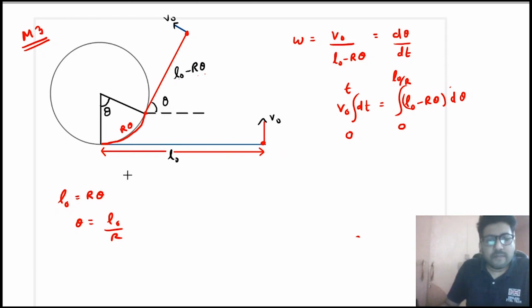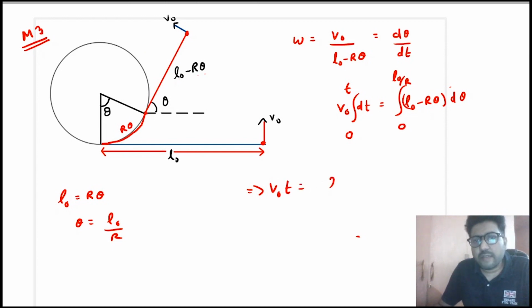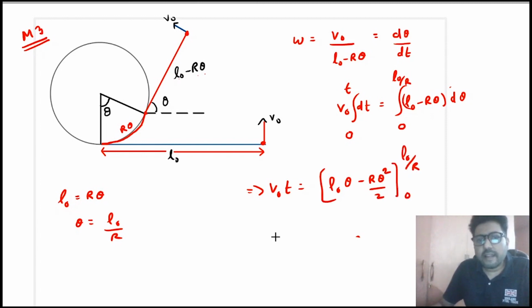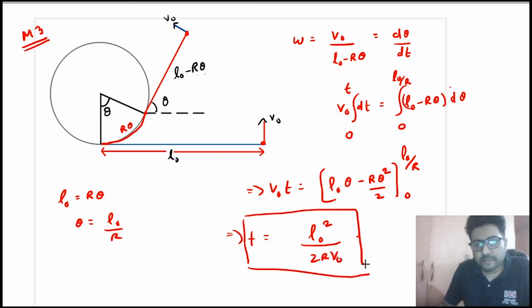When complete length of the thread has wrapped around the cylinder. So again you will get v0 t is equal to L0 theta minus r theta square by 2. Integrate it from 0 to L0 by r, and you will get t is equal to L0 square upon 2 r v0. The same answer that we have got in the first two methods.